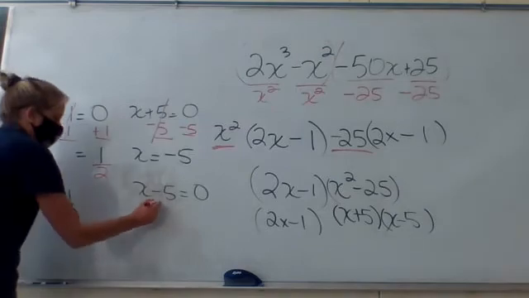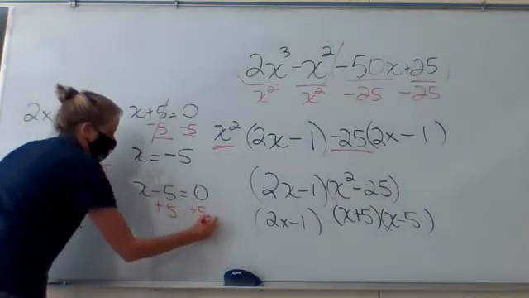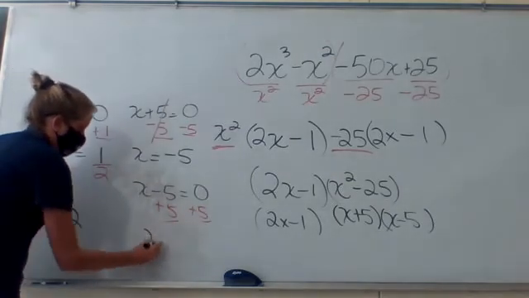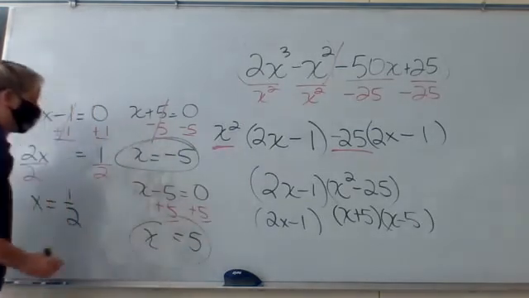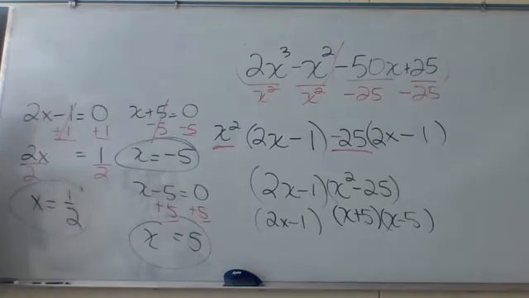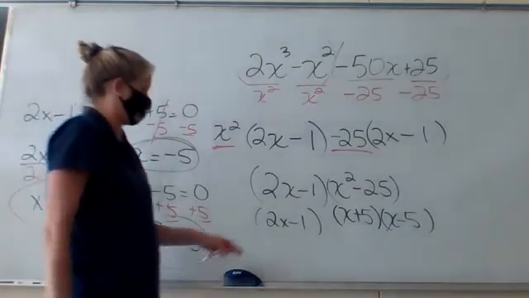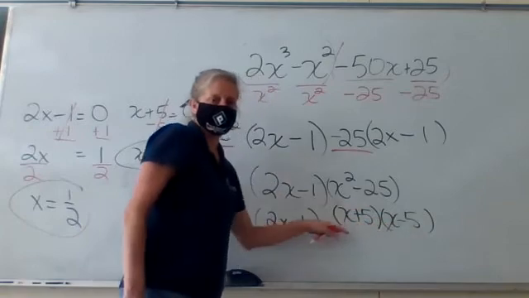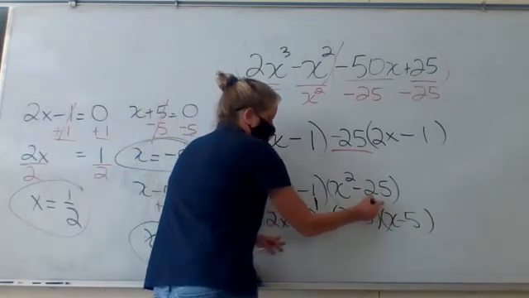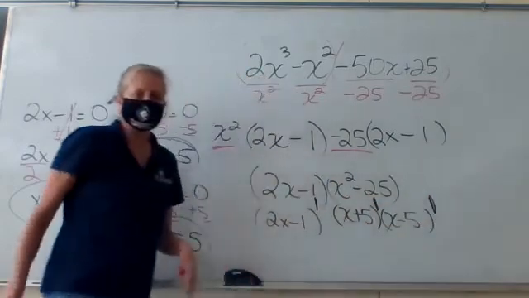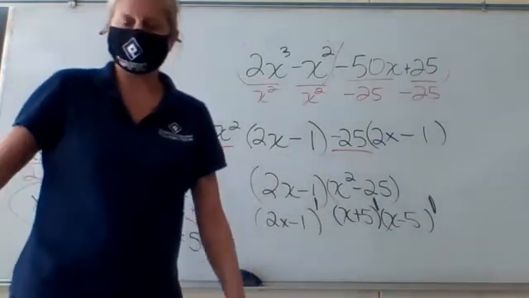And this last one, get rid of minus 5 with plus 5. So x equals positive 5. So your three zeros are negative 5, positive 5, and positive 1/2. Now, where do I find the multiplicities of each of these? Well, the multiplicities come from the exponents of the factors. They all have an exponent of 1.